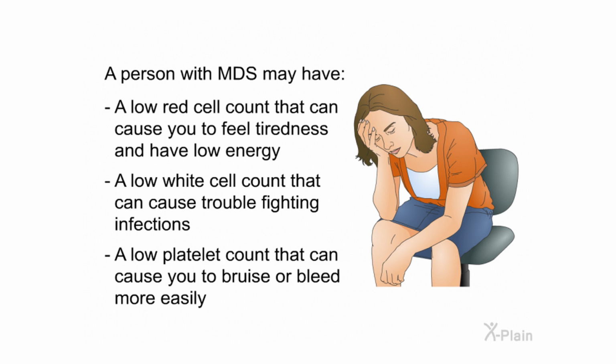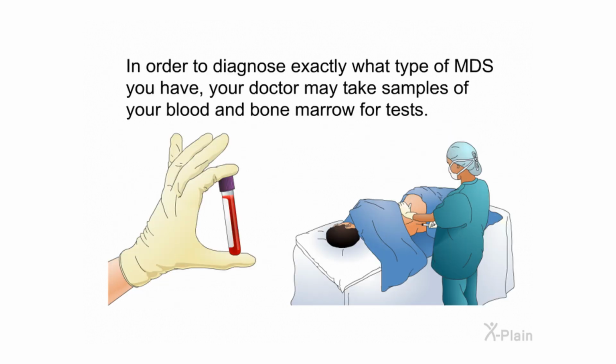A person with MDS may have a low red cell count that can cause you to feel tiredness and have low energy, a low white cell count that can cause trouble fighting infections, a low platelet count that can cause you to bruise or bleed more easily. In order to diagnose exactly what type of MDS you have, your doctor may take samples of your blood and bone marrow for tests.